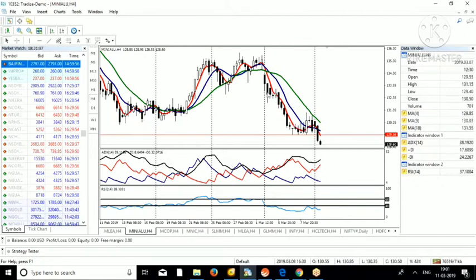Okay, you can take one big lot of aluminium or any commodity, or you can take the mini lot also, whatever is suitable. You can take either one big lot or one mini lot, according to your capital.